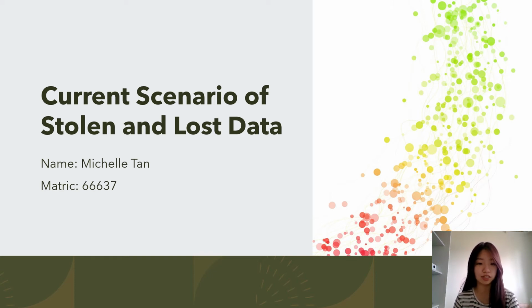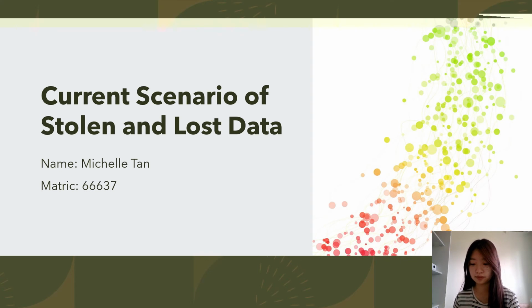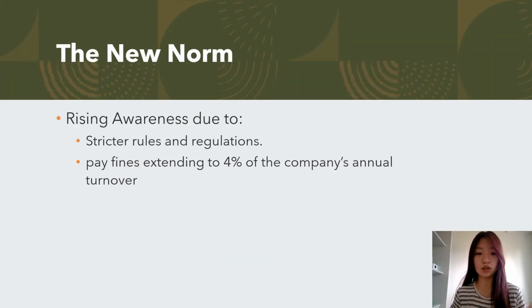Today I'll be elaborating on the current scenario of stolen and lost data. It is said to be a new norm because we all have to share our personal information on the internet to engage with society. However, there is a rising awareness to protect the data we share due to stricter rules and regulations, and also companies have to pay fines extending to 4% of the company's annual turnover.